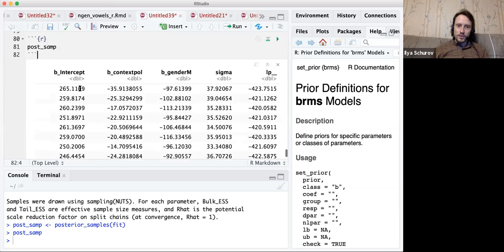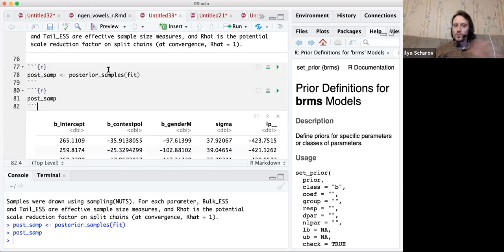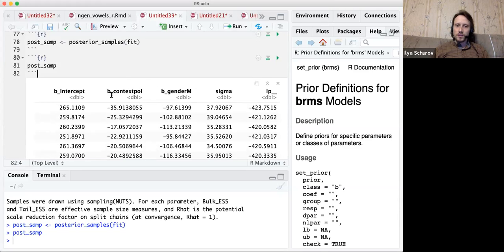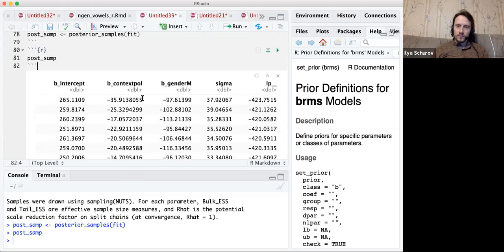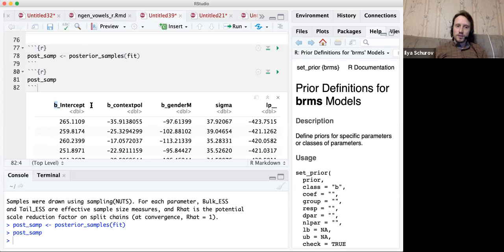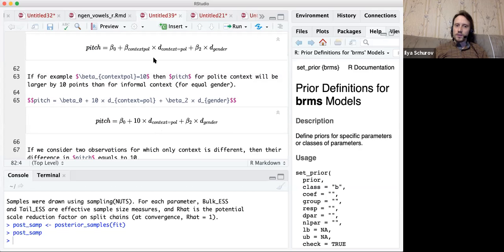Then let us return here. If we believe that there is a difference between two contexts, what should we expect from these variables? So these betas correspond to betas that are used in my regression. Especially this beta context pole is exactly the same thing as we had in my regression.